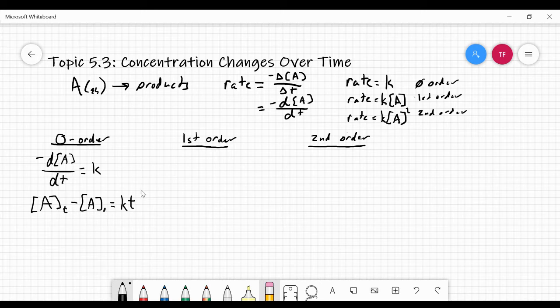Now, we don't know if this is a zero order reaction or not, but if this is a zero order reaction, in other words, the rate is zero order with respect to A, then this equation will be the equation we can use for this reaction. If it's a first order reaction, then the rate is not going to equal k, it's going to equal k times the concentration of A.